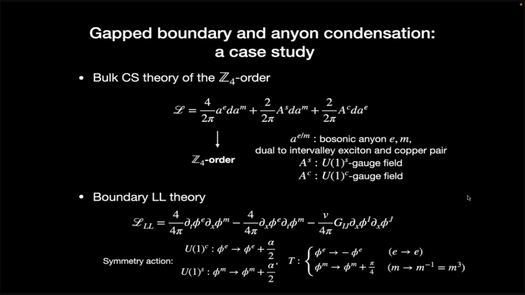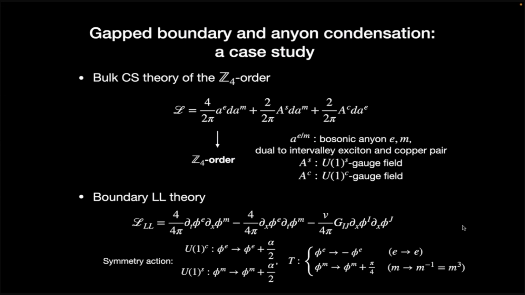And so starting from this bulk theory, we can go to the boundary Luttinger liquid theory. So the first two terms are the topological part of the Luttinger liquid, and the last part is a density-density interaction term with an interaction matrix and a coefficient that is not topological and not universal.